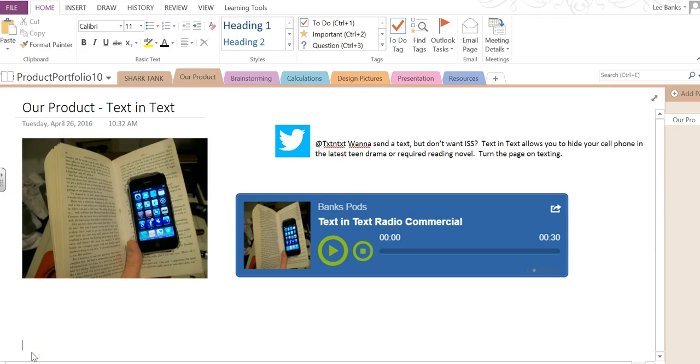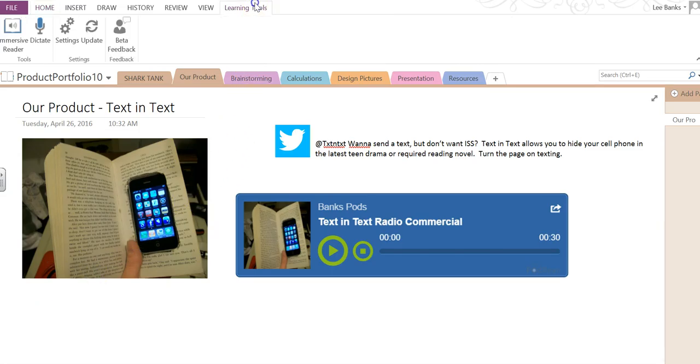OneNote is a Microsoft Office product that allows students to create digital notebooks that they can organize their learning resources and collaborate with others. It also has adaptive and assistive technologies built into the program, such as Immersive Reader, which reads out the page content for students, and a dictation feature, which allows students to dictate content into OneNote.